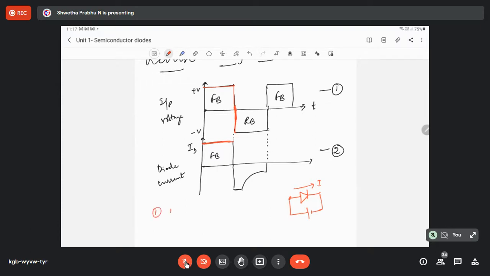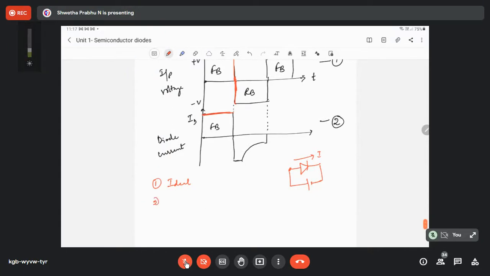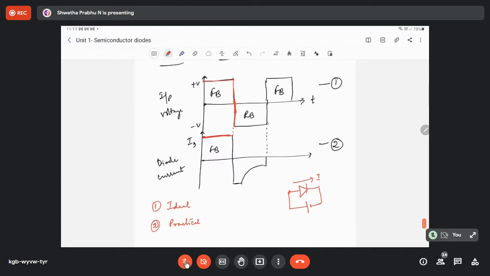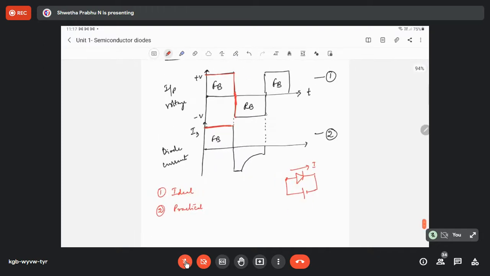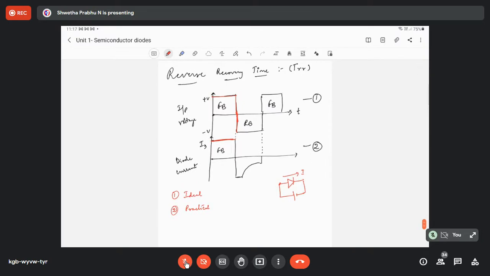What happens under ideal condition? How do you get the response? And for practical condition, how do you get the response? We shall explain the reverse recovery time with respect to two conditions, the ideal case as well as the practical case. So one by one we will take. Under the ideal case, here we have a diode. So what are the prerequisites under the ideal case?